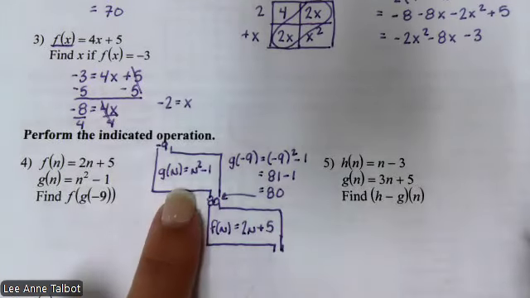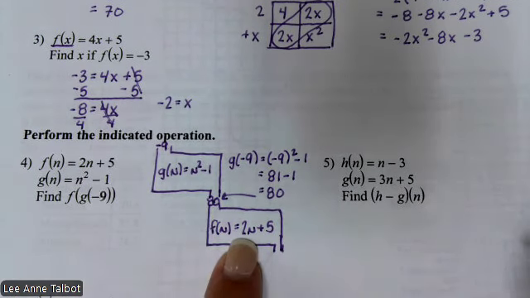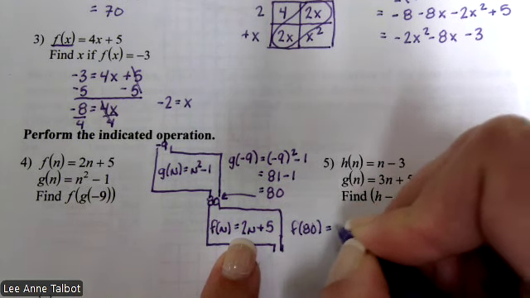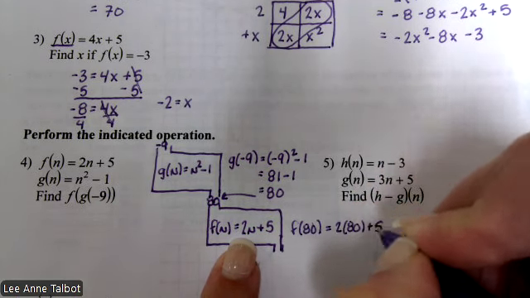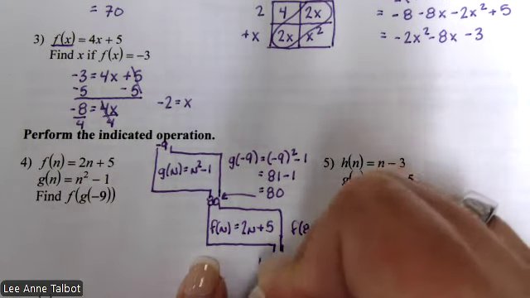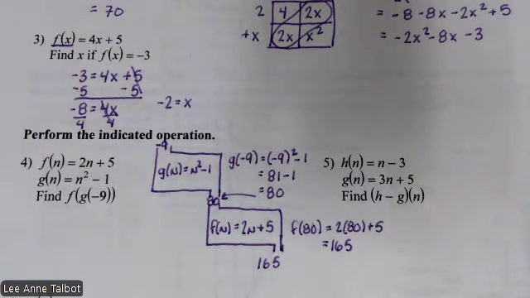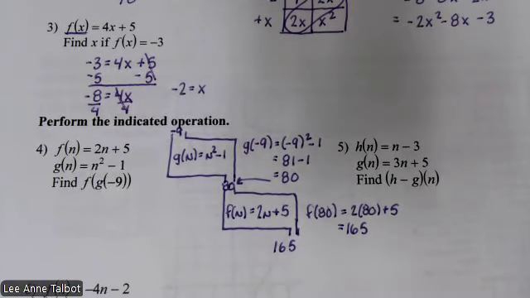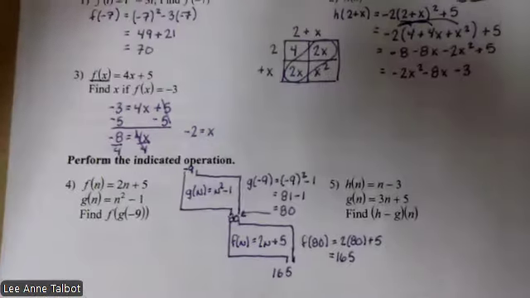And then 80 drops out of this machine and into this machine. So my final answer is 165. Okay, you don't need to draw the machines if you don't want to. I just think it's helpful for the visual. Do you have any questions on the forward, backward, or stacked function machines?